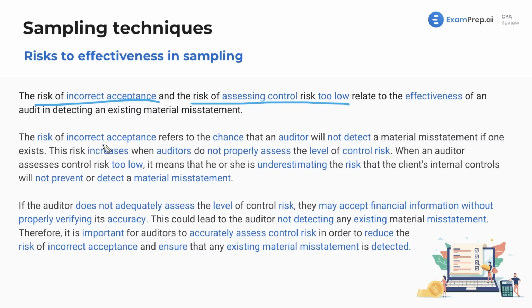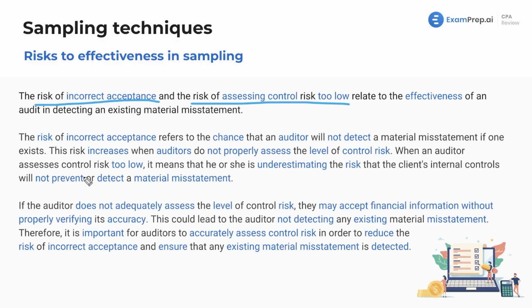The risk of incorrect acceptance refers to the chance the auditor will not detect a material misstatement if one exists. The risk increases when auditors do not properly assess the level of control risk. Again, you're doing tests of controls to see if they're functioning properly. If they are not, then you adjust your control risk assessment. But here, we don't assess it properly.